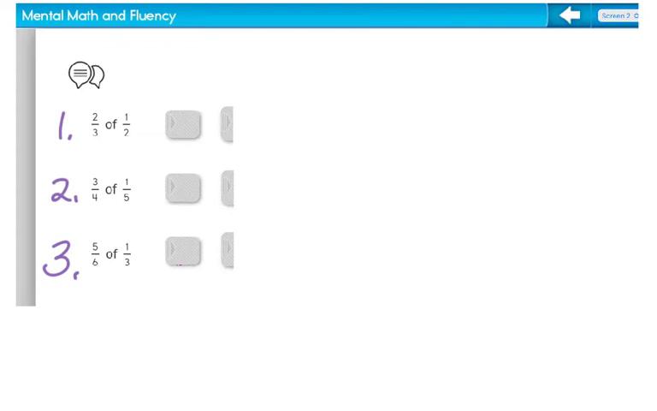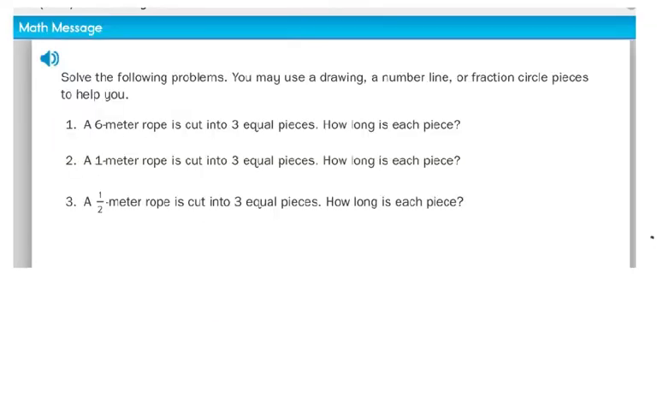Pause the video as needed. Number 1, 2/3 of 1/2 is 2/6. 3/4 of 1/5 is 3/20. And 5/6 of 1/3 is 5/18. I hope those multiplication facts are so ingrained in your brain they just come out so quickly.